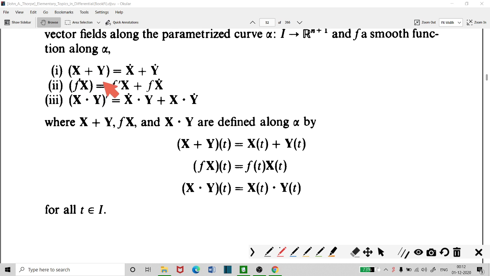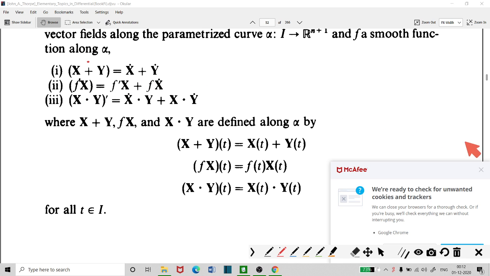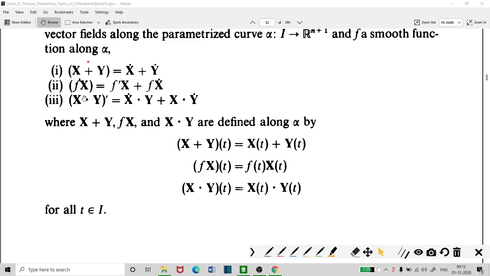for the derivative of a vector field along alpha. Alpha is from I to Rn plus 1. Then x plus y whole dot is equal to x dot plus y dot. So this is the derivative of x dot plus y dot. And if you consider a scalar function f, then the derivative of f times x is f dash times x plus f times x dot, where x dot is the derivative of x along alpha.